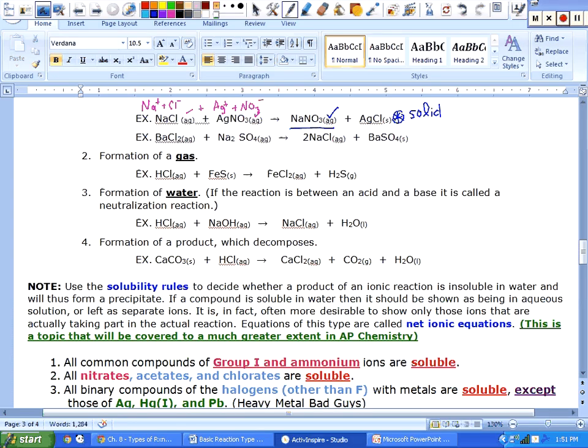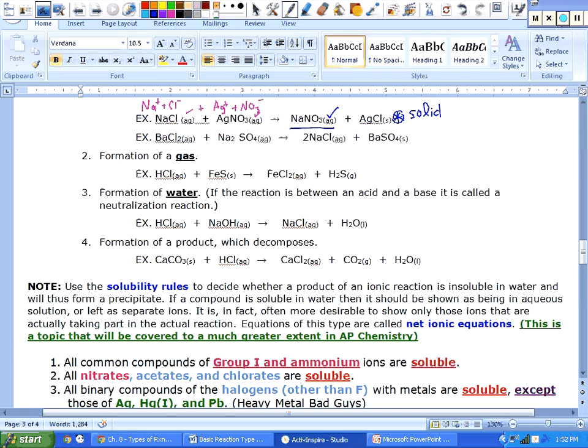Group 1's nitrates are soluble, and then chlorides, bromides, and iodides are soluble except if there was silver, mercury, or lead. But it has an S beside it. That tells you it's a solid. So it shouldn't be soluble, but you're going to have to tell me that part. It's not going to say that. All right, so let's look at our next example.